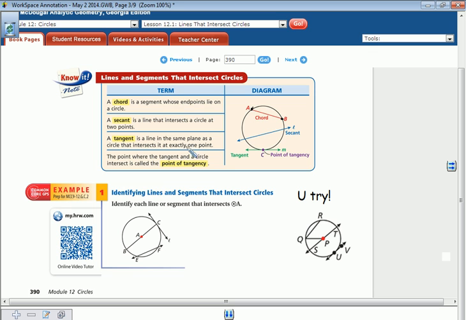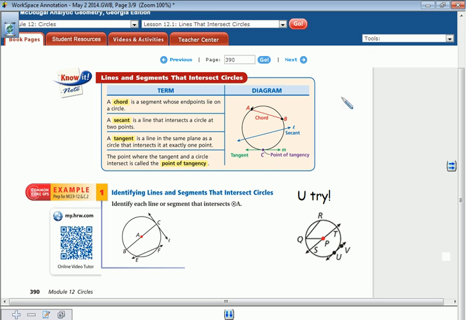A tangent is a line in the same plane as a circle that intersects the circle in exactly 1 point. We constructed tangents to circles, and we did that on our last test. The point where a tangent and a circle intersect is called the point of tangency. So this point here, point C, is your point of tangency. That's where the tangent line touches the circle.